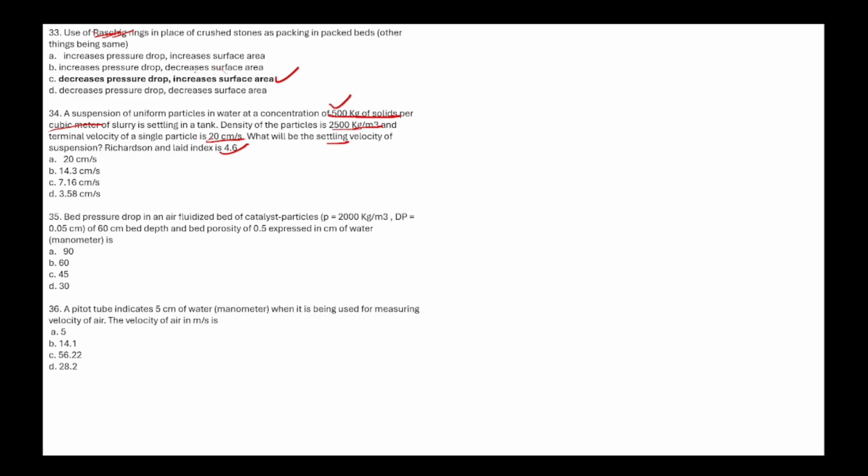So we know that Us upon U naught is equal to the void fraction to the power n, epsilon to the power n. Us is the settling velocity and U naught is the terminal velocity of a single particle. We have to find the settling velocity. The terminal velocity we have is 20 centimeter per second. Now here is the thing, how to find the void fraction.